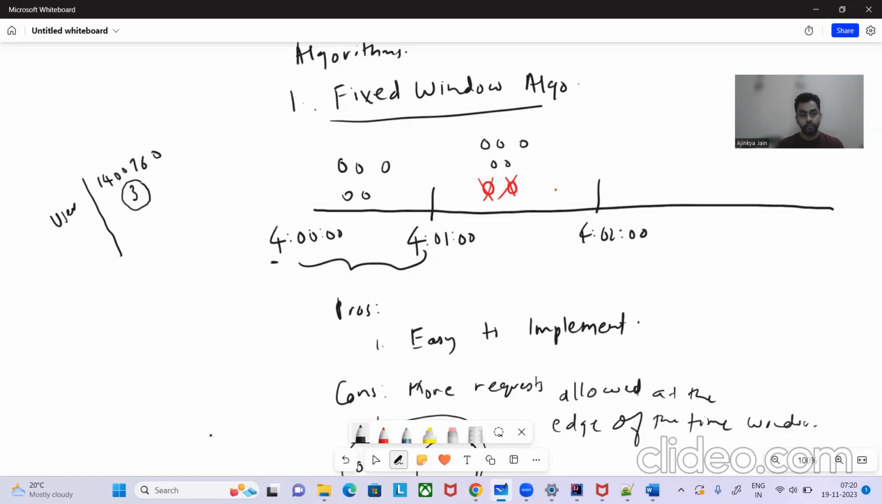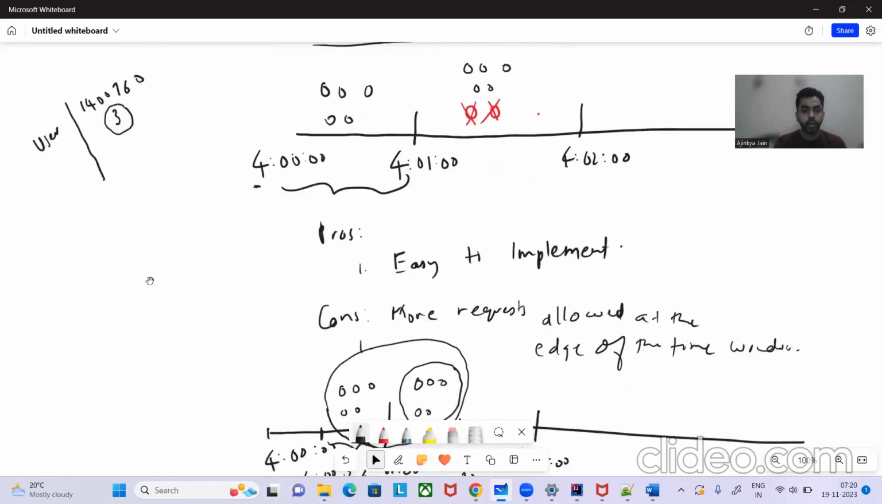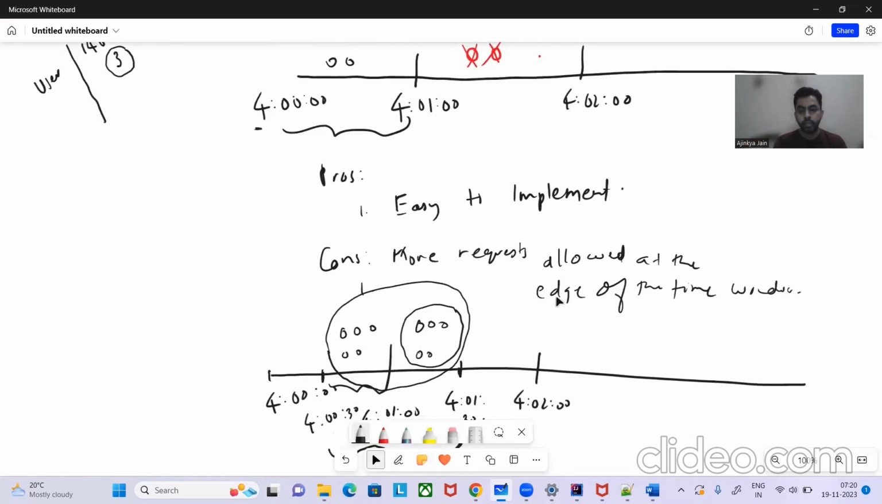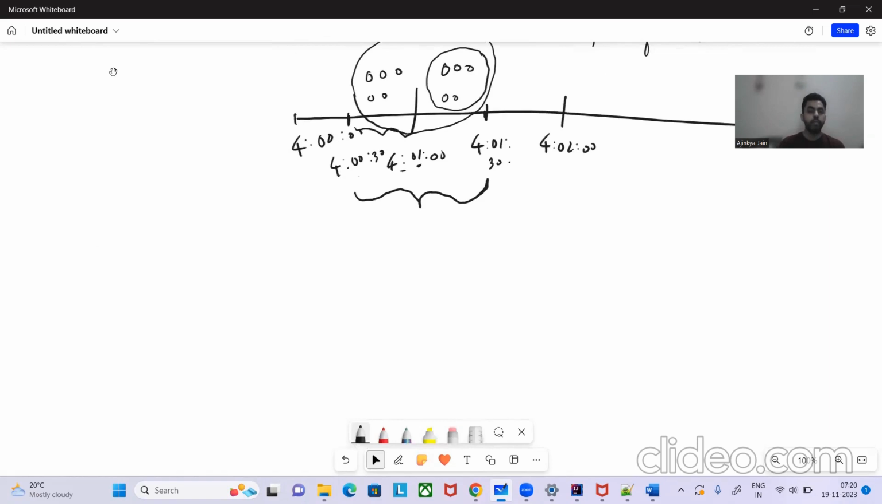It will be the count of the requests which are accepted by the system. We'll discuss this in detail, but the user is the key and the value would be the structure of the timestamp and the count of the requests which were allowed. So this is the fixed window algorithm. The con is more requests allowed at the edge of the time window. Okay, so let's move on to the next algorithm, that is the sliding window algorithm.